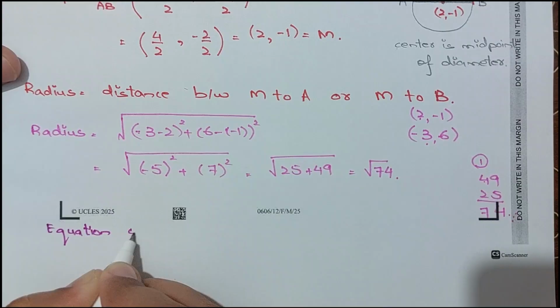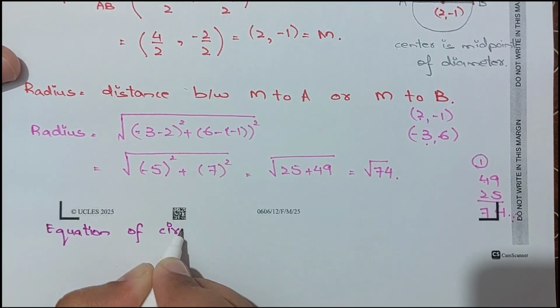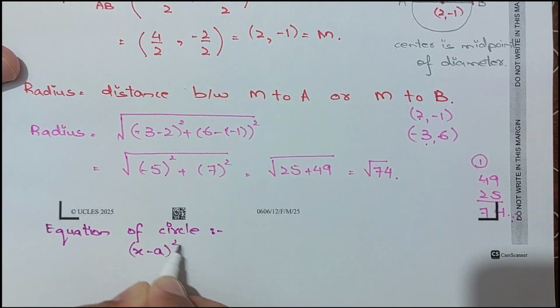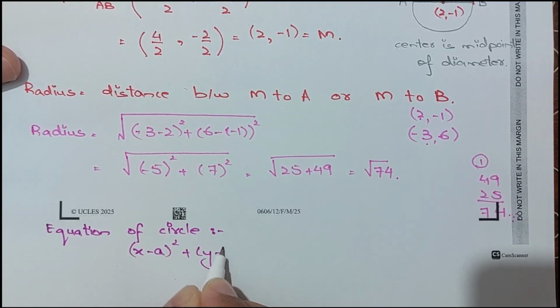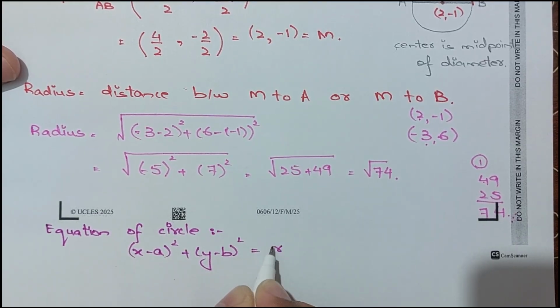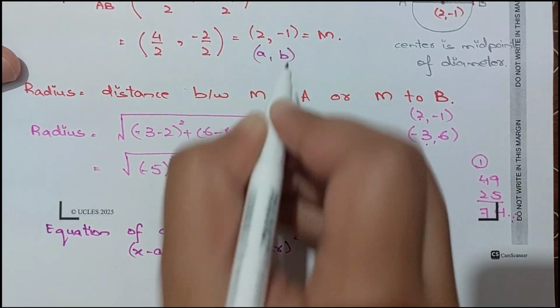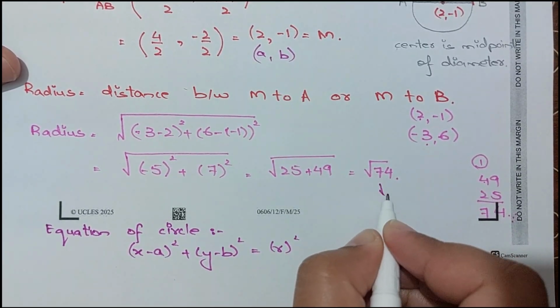Equation of circle: (x minus a) whole squared plus (y minus b) whole squared equals the radius squared. A and b are the coordinates of the center, and this would be the radius r.